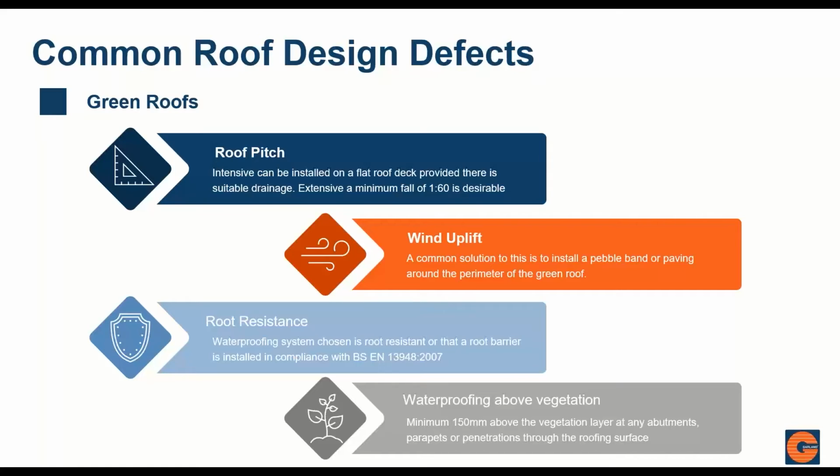And the final point is waterproofing above vegetation. We always design to have a 150 upstand in most scenarios between either a flashing or the roof deck. But consider, when you put a green roofing build-up on top of your waterproofing system, you're then compromising that 150. So any adjacent abutments or details, make sure you lift them to match the height of the green roofing surface rather than the waterproofing you have below.